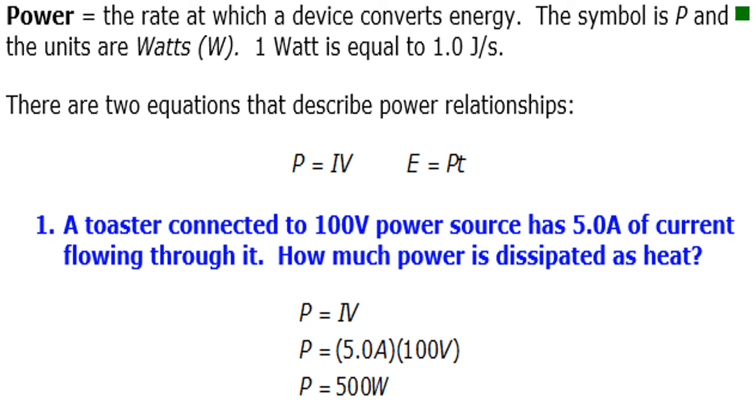Here's an example. A toaster is connected to a 100-volt power source, and it has 5 amps of current flowing through it. How much power is dissipated as heat? So we take power is equal to I times V, 5 times 100. Power is equal to 500 watts. Now, this example doesn't show your variable stack, but it is good for you to do just to organize your calculations so that you will not make mistakes.